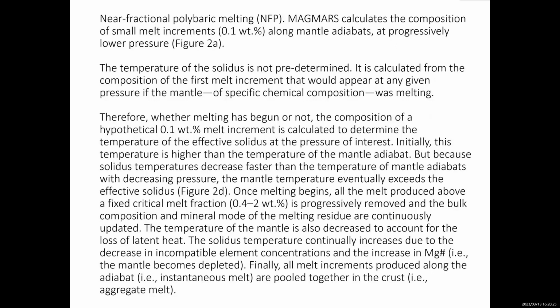Along the mantle adiabat, there's a Martian pressure and temperature, and progressively lower pressure. So they assume a melt generated, for example, at 3 GPa, and then it goes to shallower pressure, maybe 1 GPa. So this is the column where they're assuming the melt is going to generate. The temperature of the solidus is not predetermined. It is calculated from the composition of the first melt increment that would appear at any given pressure if the mantle of a specific chemical composition was melting.